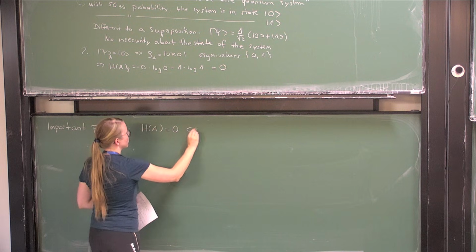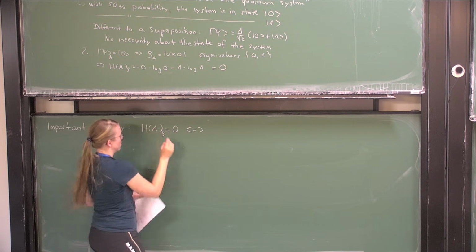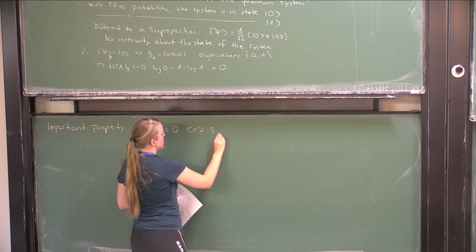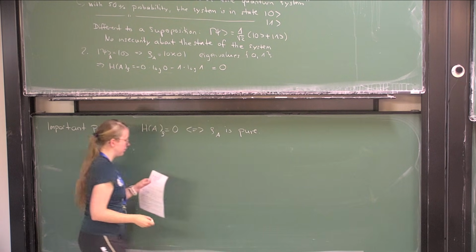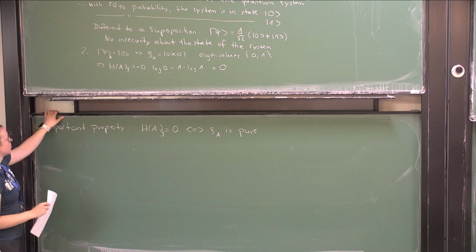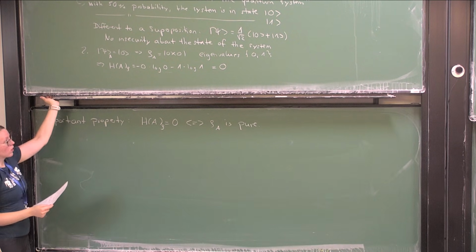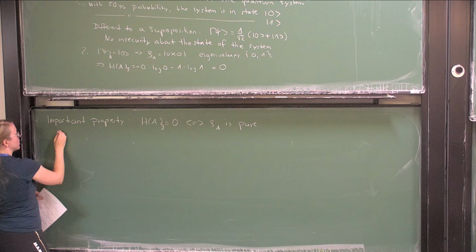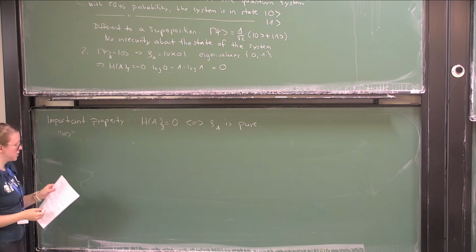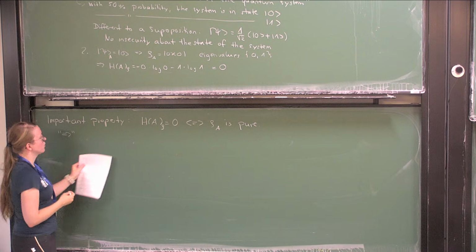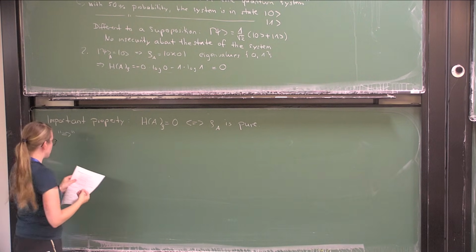This is 0. Only state of the system. We can quickly prove that. So let's do the torus direction. So we start from the fact that we have an entropy that is 0.